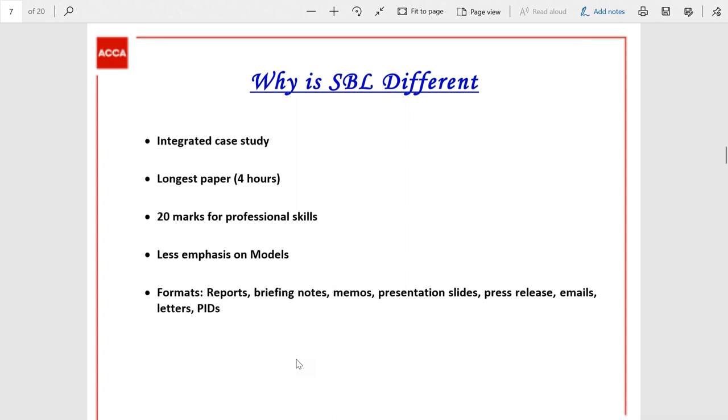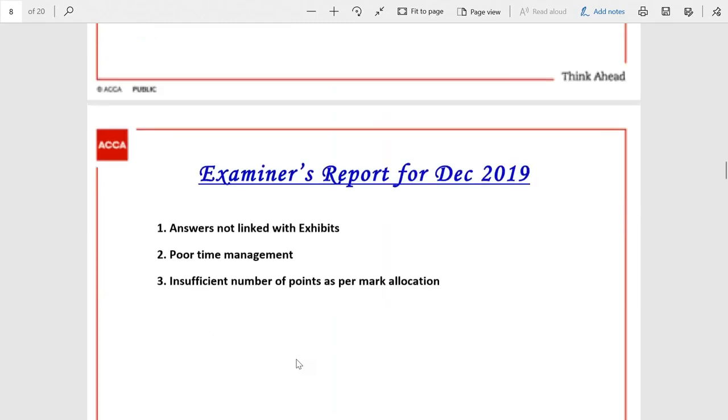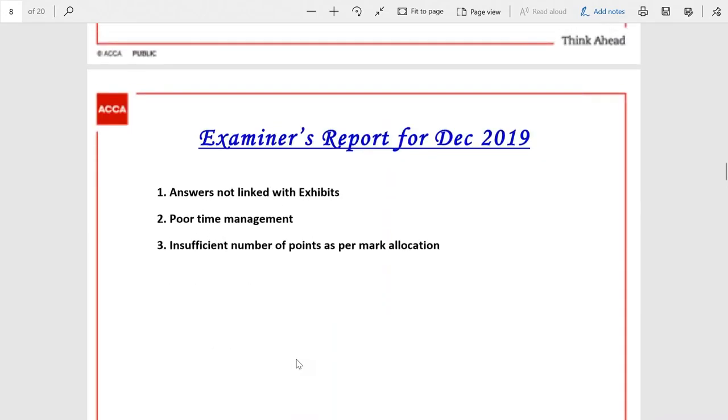All right, cool. So we talked about why SBL is different. Now, do you guys want to pass SBL? I repeat, do you guys want to pass SBL? 100% yes, right? So if we all want to pass SBL, it's very, very important that we must know why the examiner fails innocent students like you and me. If we know why the examiner fails us, we can then nail it, right? So let's go to the examiner's report for December 2019.